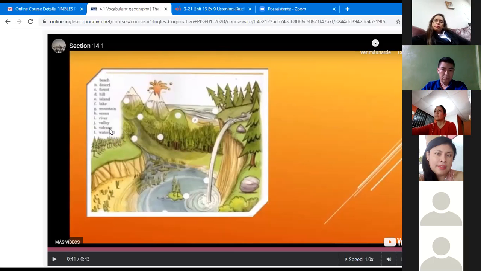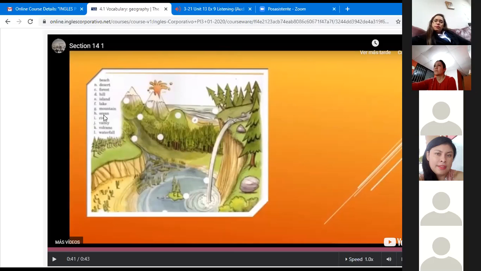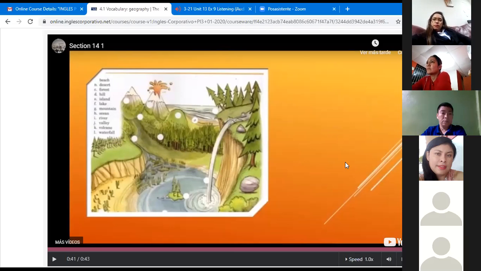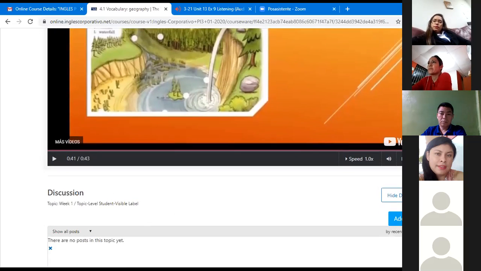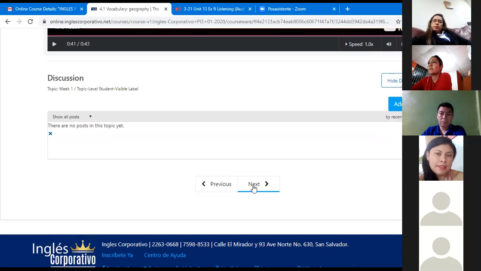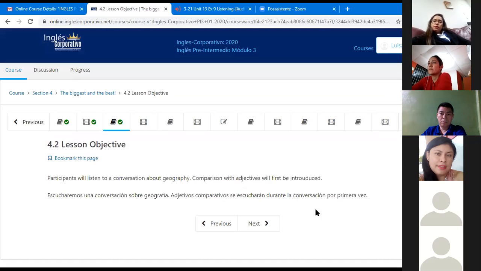And then we have waterfall, volcano, valley, river. What is this? Ocean. Then you have the mountain, lake, island, hill, forest, desert, and beach. Okay, now you know that one. No questions? Okay, very good. Then practice with that vocabulary, okay? Then we have next.